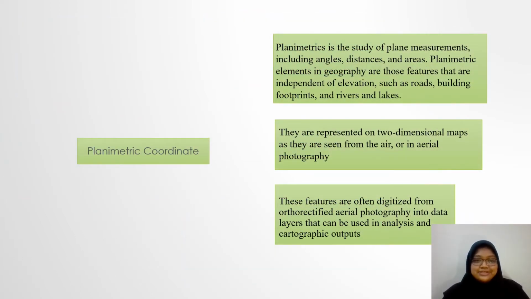Next is planimetric coordinate. Planimetrics is the study of plane measurements including angle, distance and areas. Planimetric elements in geography are those features that are independent of elevations, such as roads, building footprints and rivers. They are represented on two-dimensional maps as they are seen from the air or in aerial photography. These features are often digitized from auto-rectified aerial photography into data layers that can be used in analysis and cartographic outputs.